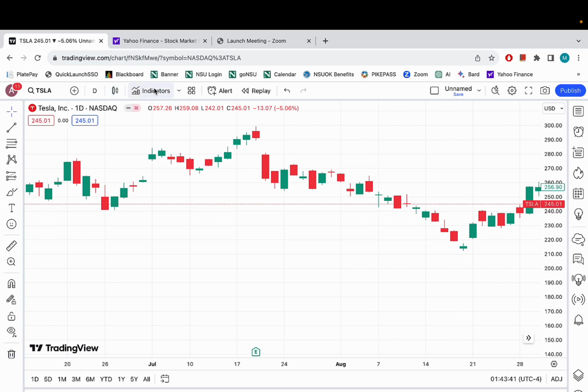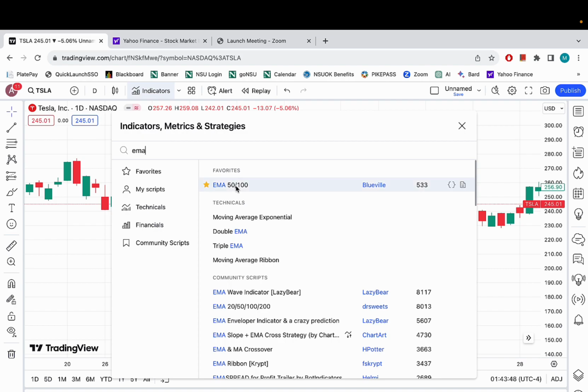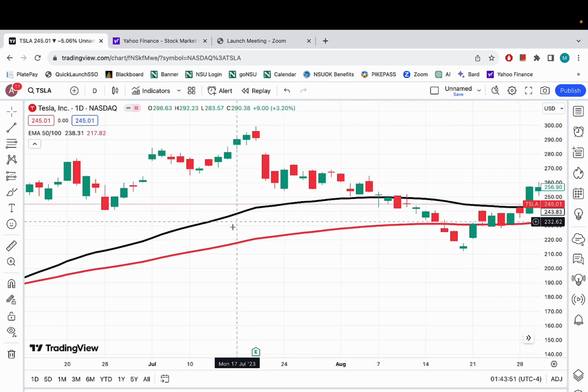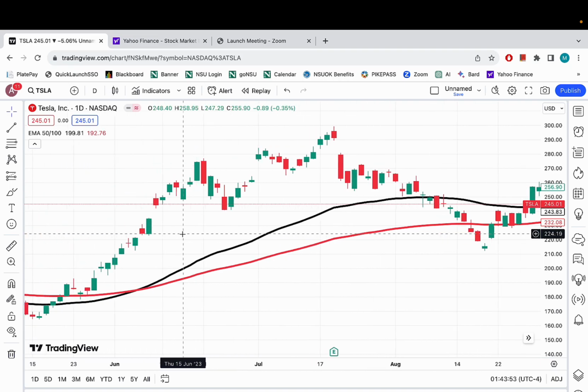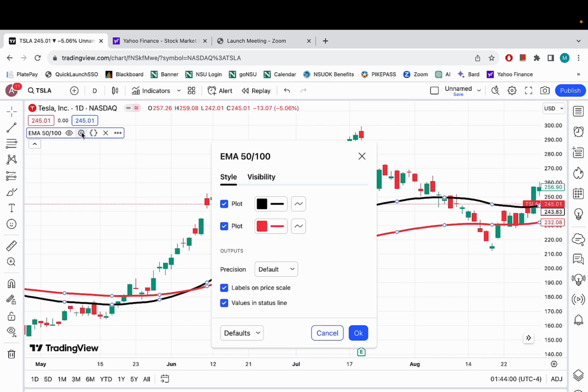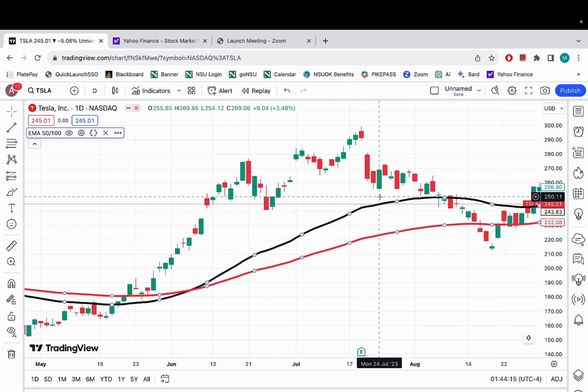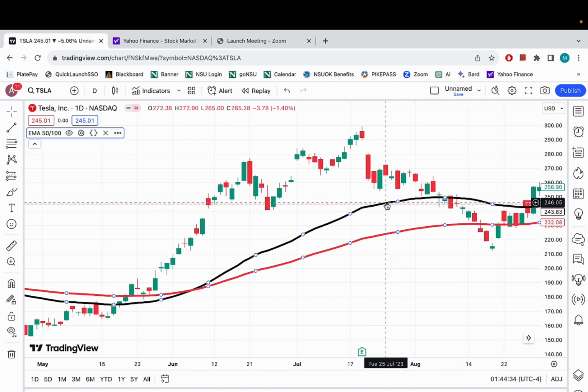Then there is another indicator that's called exponential moving average, or EMA. And for EMA, let's say I get this one, 50 and 100. Now here we have 50 and 100. If I click on this gear, the first one is 50. So 50 appears as black and 100 appears as red. So this is exponential moving average, which means the latest data values are assigned more importance than the past ones. And as you can see, the 50-period exponential moving average is above that.